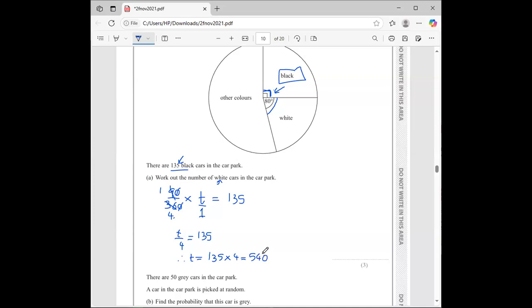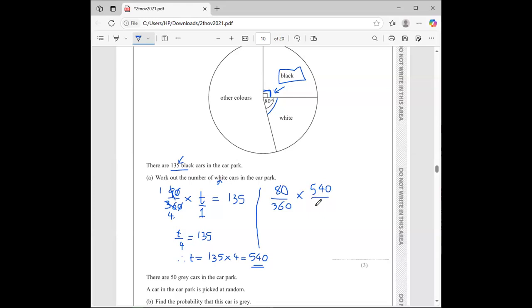Now, it's not really the total number of cards they want, but because they asked us to work out the number of white cards in the pack, we can easily come now and say 80 degrees. You just do the same thing that you did for the black cards, but this time you're using 80 instead of 90. 80 over 360 times. Now, instead of saying times T, we already know what T is: 540. So it comes to us quite easily.